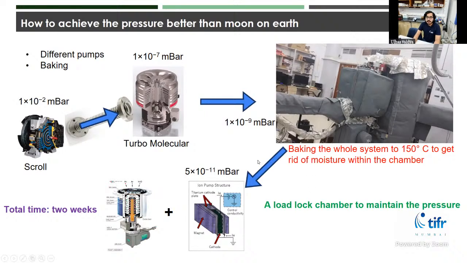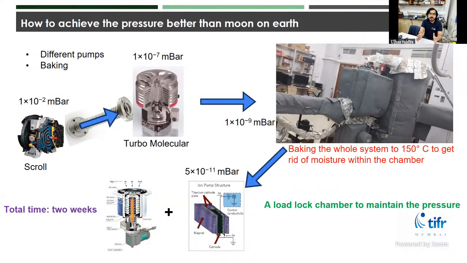And now if you want to go further, you can use some specialized pumps like ion pumps or cryo pumps. That can pull the pressure down to 5 times 10 to the minus 11 millibar. But one catch is that this whole process takes around 2 weeks. Ideally, if we open the chamber to atmosphere, it will take around 2 weeks to get to that pressure. But we don't do that. We don't have that much time.